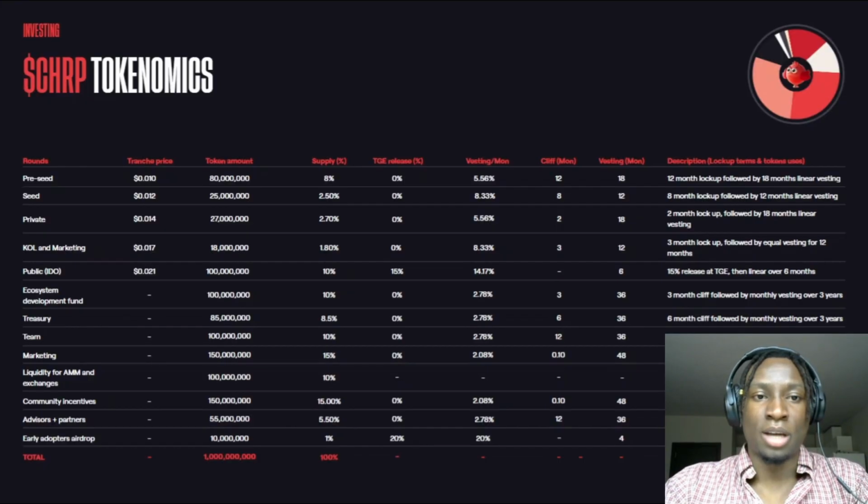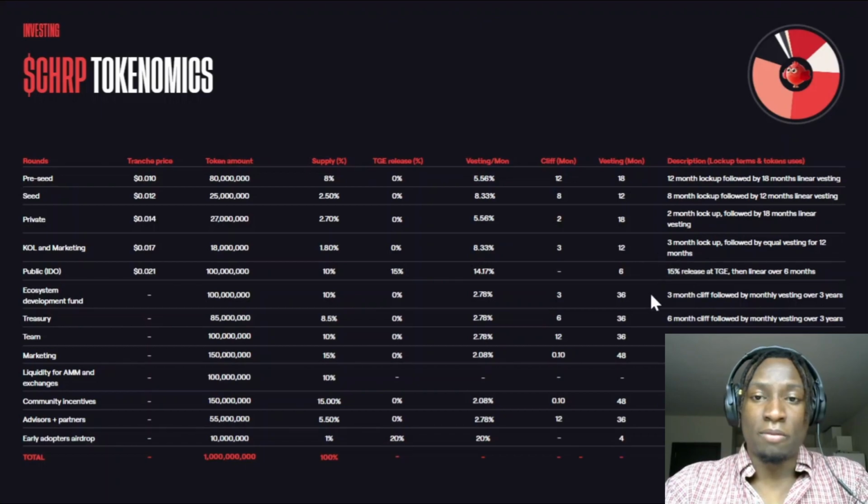Here we go. The tokenomics is right here. The one thing that I do like about the tokenomics, I'm not going to read all of this, right? But you can clearly see that this is a long-term project, right? You can clearly see when the token was launched, there was a 12-month lockup and an 8-month lockup for the seed round, 12-month lockup for the pre-seed, 2-month lockup for the private round, a 3-month lockup for the marketing team.